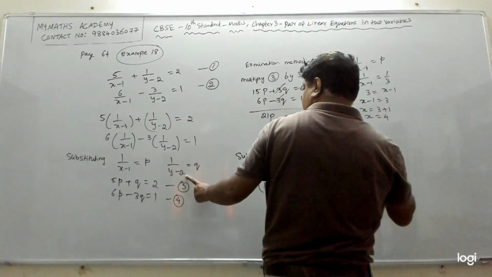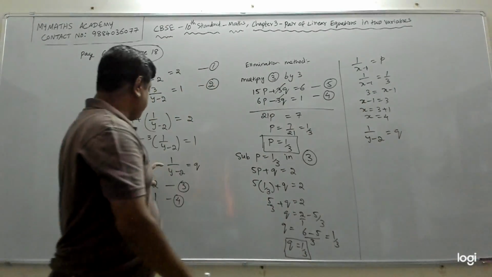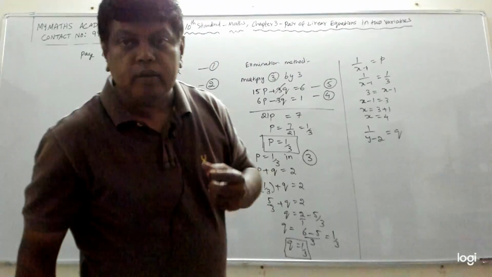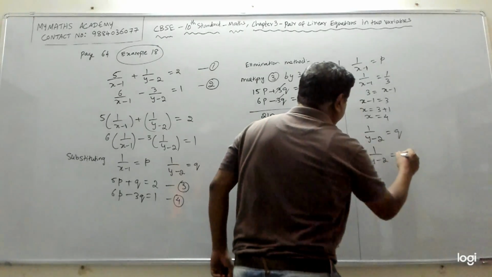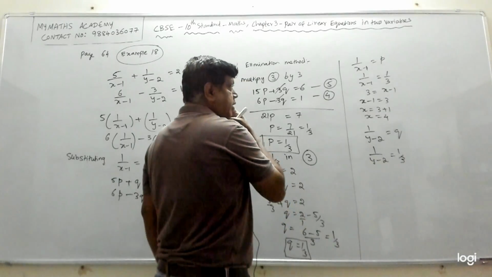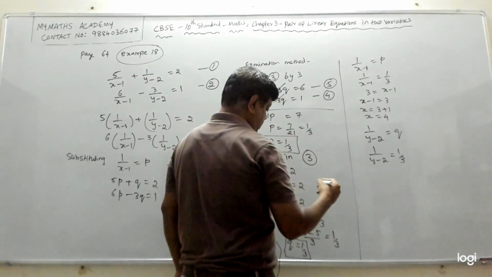Now let's try to find the value of y. What is y? 1 by y minus 2 is taken as q, right? From here. So 1 by y minus 2 equal to q. Q is also 1 by 3 from here. Substitute q as 1 by 3 here. So then what do we get?